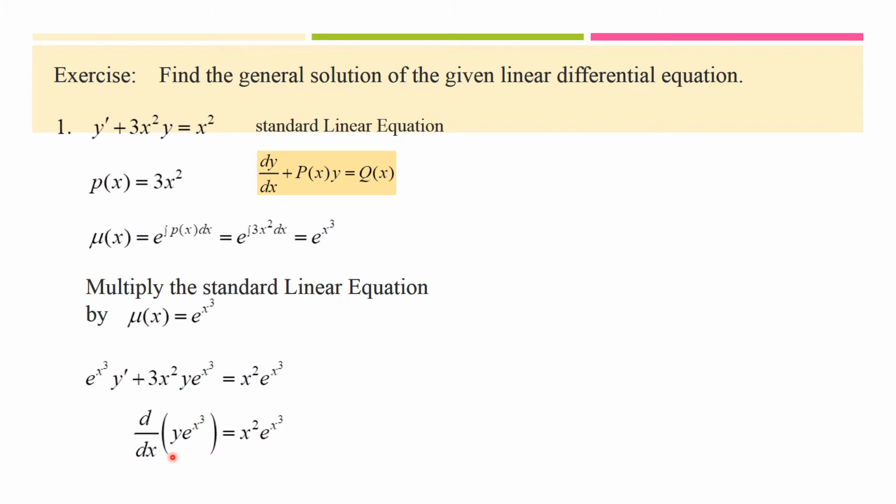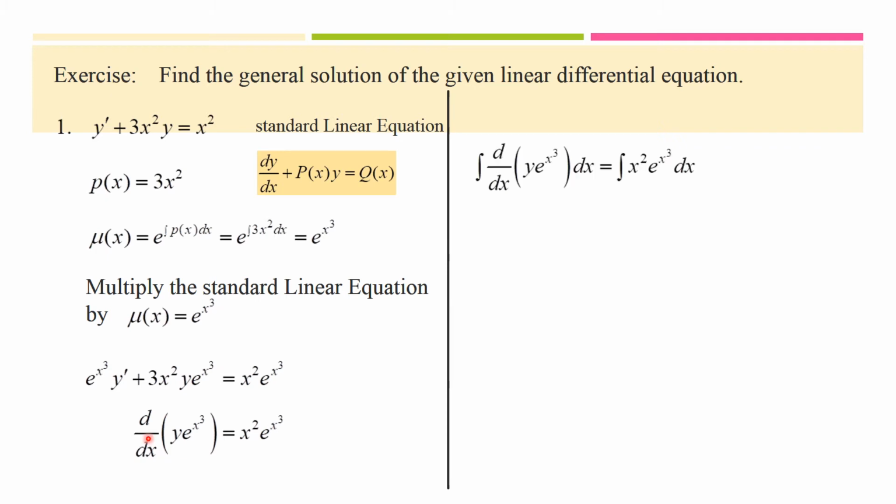Now we shall continue to find the unknown y, but firstly we have to eliminate the derivative d/dx. To do so, we integrate the left hand side with respect to x, and we do the same for the right hand side. When we integrate the derivative of the function with respect to x, by the fundamental theorem of calculus, it gives back the function itself. So the integration of the derivative of y e to the power of x cubed with respect to x gives back this function, so the answer is y e to the power of x cubed.